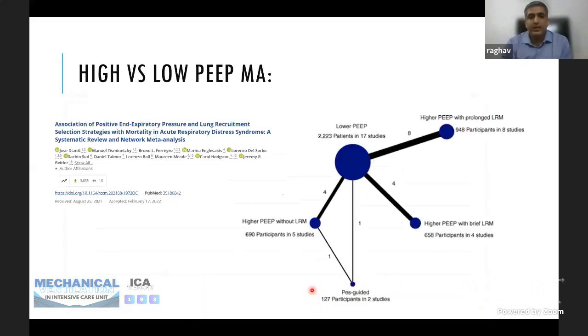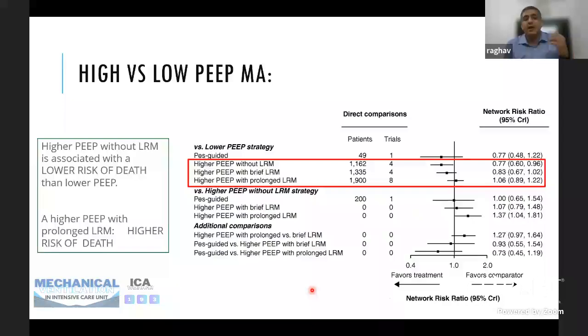However, in a subsequent meta-analysis which was published recently, it was shown that high PEEP might be of benefit in very severe ARDS patients, and this PEEP should not be combined with a prolonged recruitment maneuver, and this might lead to some decrease in mortality and improvement in survival.